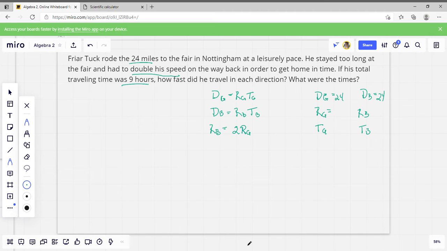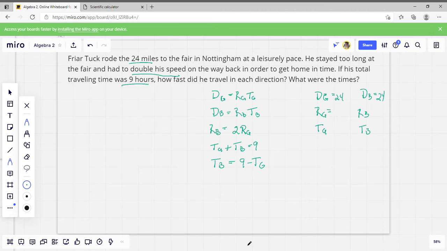Alright. And his total time was 9 hours, so our time going plus our time back equals 9. And we could rearrange that to say something else. Our time back equals 9 minus our time going.